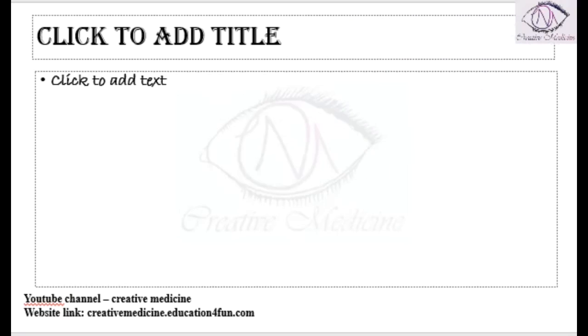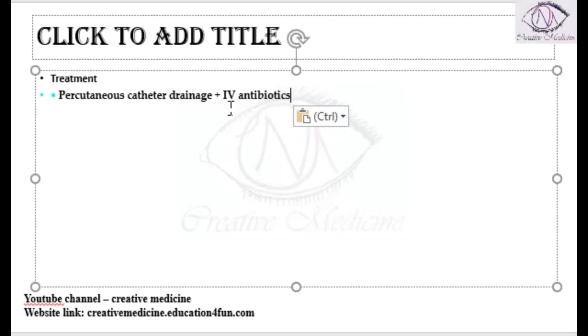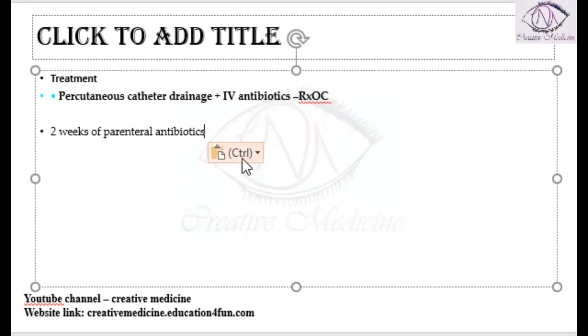Then the treatment of pyogenic liver abscess. The treatment of choice is drainage of the abscess. We do a percutaneous catheter drainage of the abscess along with intravenous antibiotics. First, these IV antibiotics are given for 2 weeks, followed by a shift to oral agents, which should be given for 4 more weeks. So first you give parenteral antibiotics for 2 weeks, then oral antibiotics for 4 more weeks.